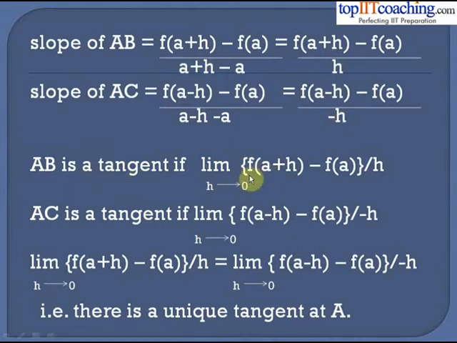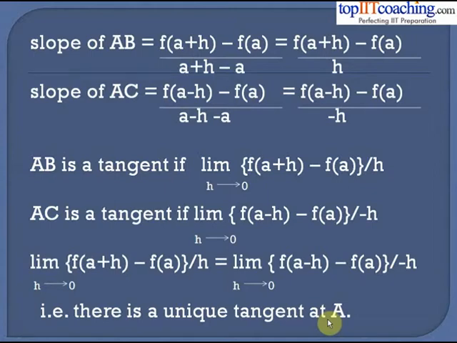Now AB is a tangent if we take the limiting value of the slope of AB, that is f(a plus h) minus f(a) divided by h when h tends to 0. Similarly, AC is a tangent if we take the limiting value of its slope, that is f(a minus h) minus f(a) divided by minus h, where again h tends to 0. And if the limiting value of f(a plus h) minus f(a) divided by h is equal to the limit of f(a minus h) minus f(a) divided by minus h when h tends to 0, then we say that there is a unique tangent at the point A.